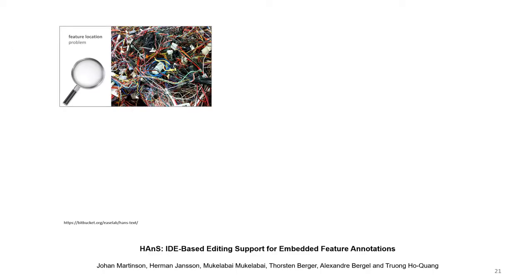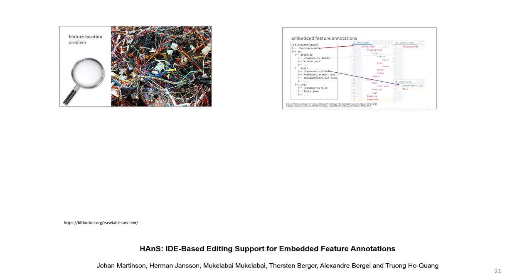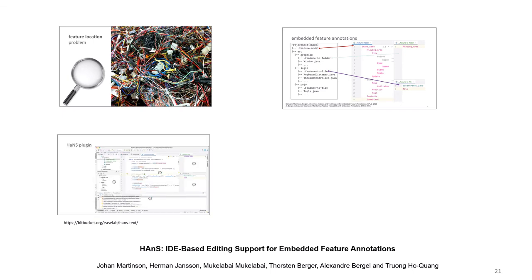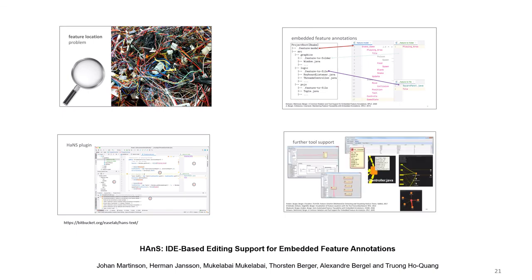So in summary, in this presentation, we've just discussed the feature location problem. We've discussed embedded feature annotations to address the feature location problem. We've presented the HAnS plugin, which is of course available open source. And we briefly looked into further tool support. And this concludes our talk.